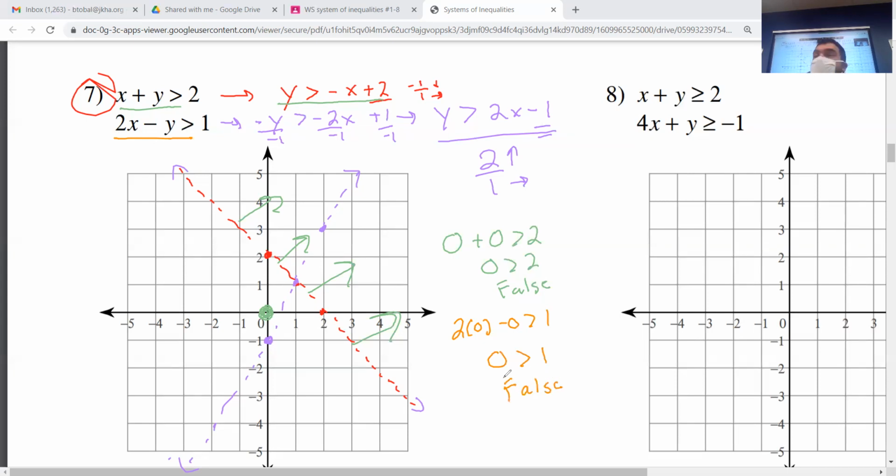Not always true that they're going to be both false or both true. It could be one false, one true, or any combination. So the purple line, just look at the purple line. You can use your hand to cover up the red line. The purple line, I'm coloring away from 0, 0. So I'm coloring away, so I'm putting arrows here.